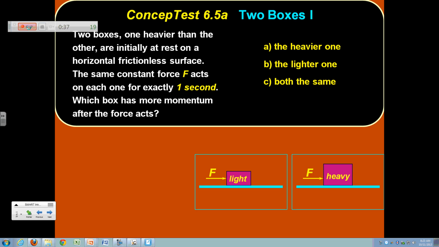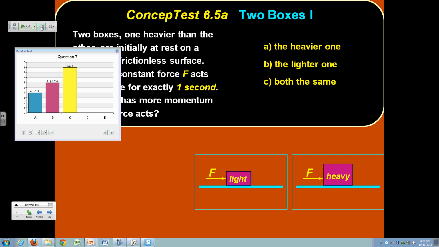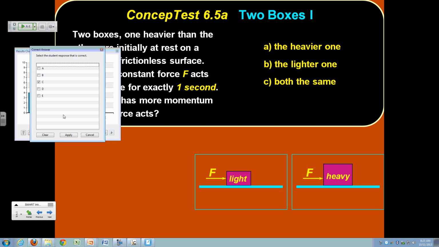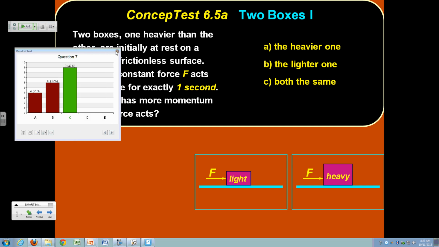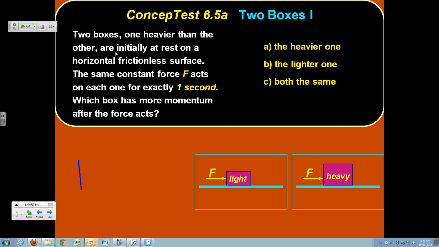Stop in 40. Oh boy. Okay, the answer is C. And we're going back to what we had before, that F is equal to delta P over delta T. All right, so if they have the same force and the same time, they're going to have the same change in momentum. Now, one will accelerate at a greater rate, right? The lighter will accelerate, but they still have the same change in momentum.